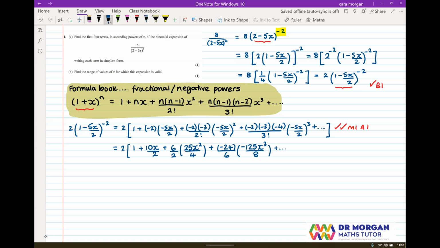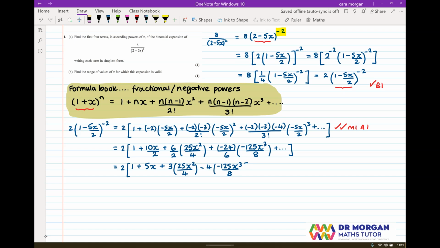Noticing that my calculator hasn't come out yet, I don't need to resort to my calculator yet. I like to do as much as I can without my calculator. You might work differently, but that's how I prefer to work. 1 add 5x. I've got 3 lots there of 25x squared over 4. I've got negative 24 over 6. But I've also got the negative value there. So I'm just going to take it slowly because I don't want to make a mistake. I've got negative 4 lots of negative 125x cubed over 8.